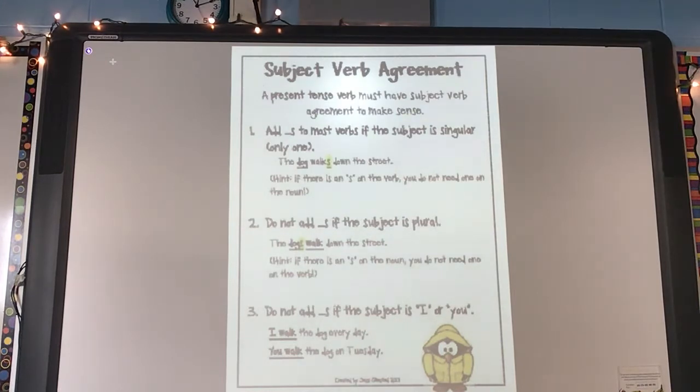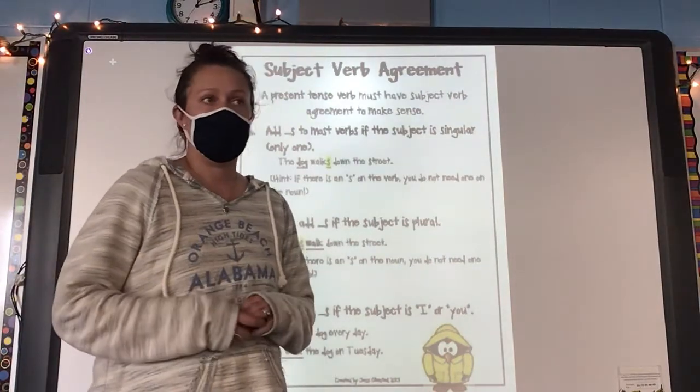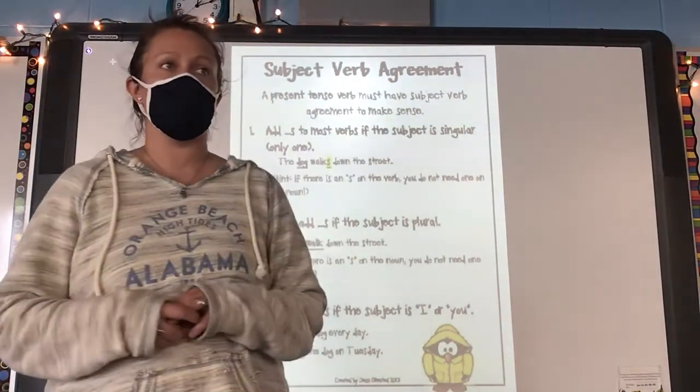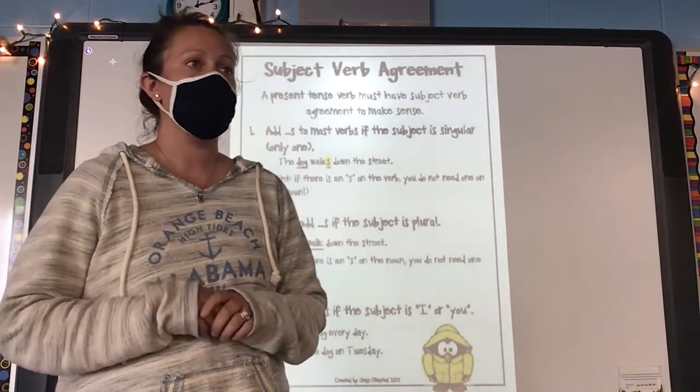Yes, Sophia? It's going to be the JPEG one. There's also on Schoology the PowerPoint that I'm doing with today's lesson, and it's also called subject and verb agreement, and it'll have a PPT at the end of it standing for PowerPoint.